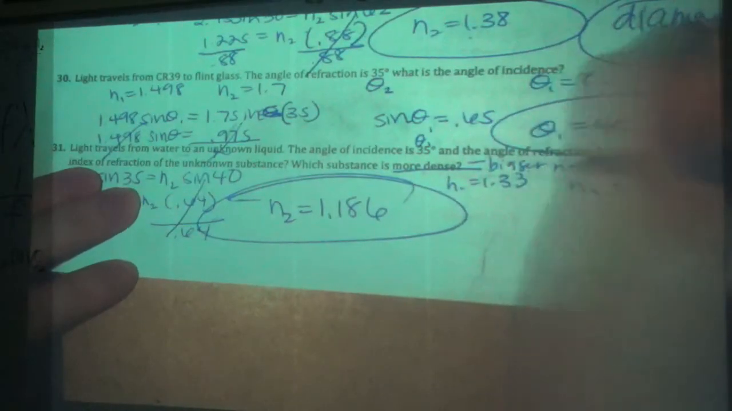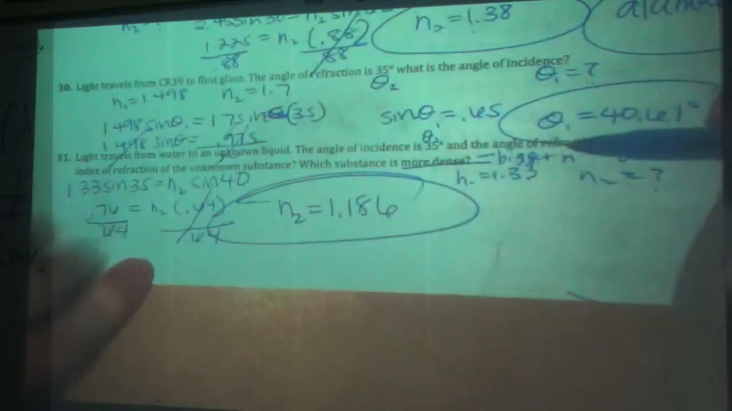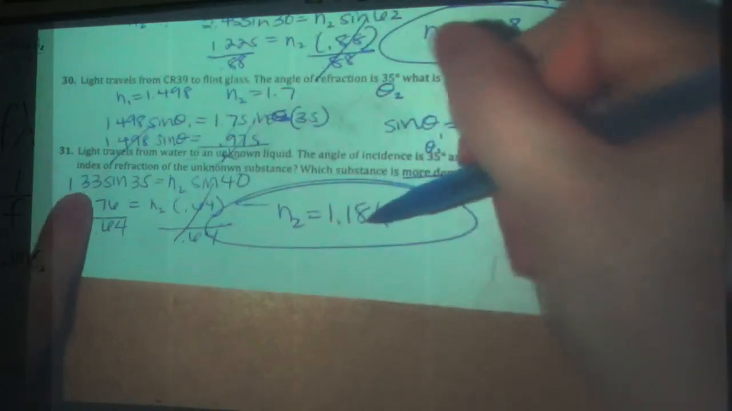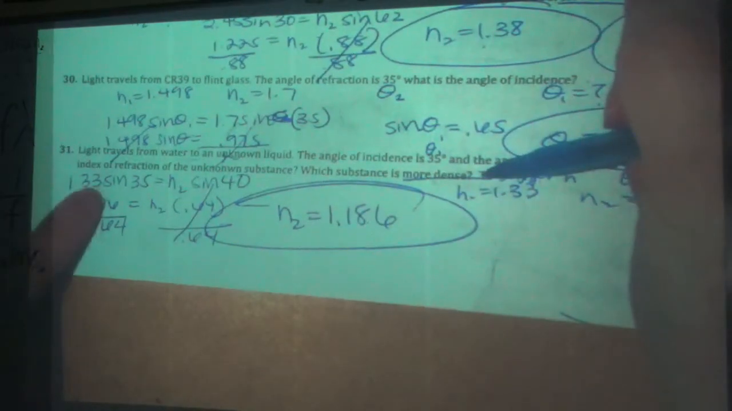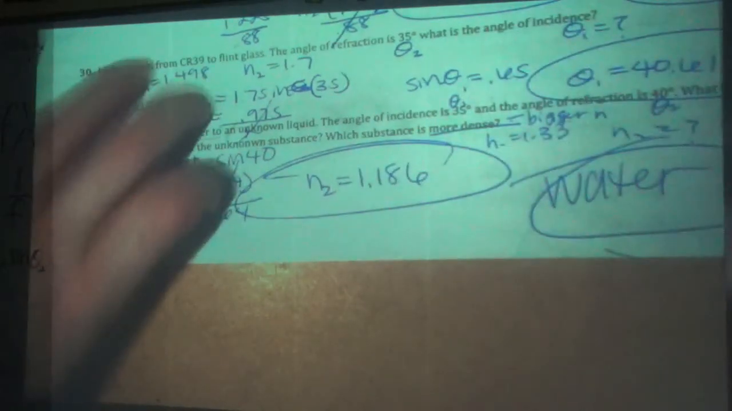Which substance is more dense? Well, more dense is just bigger N, because N is pretty much just a measure of how dense it is, which will then be like how slow it is. So N1 was water, N2 is this, so more dense is 1.33, which is water. Water is more dense. So it would go slower there.